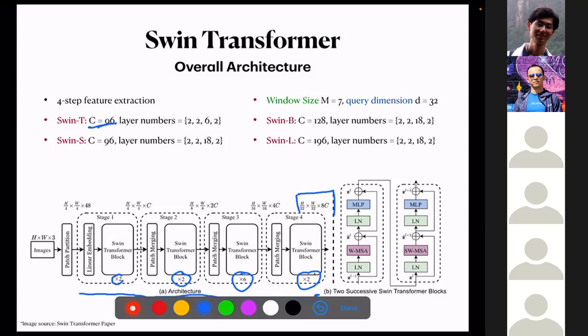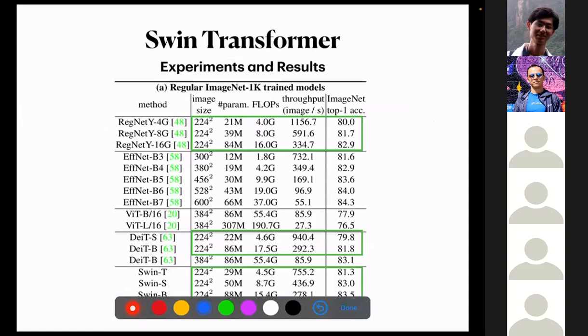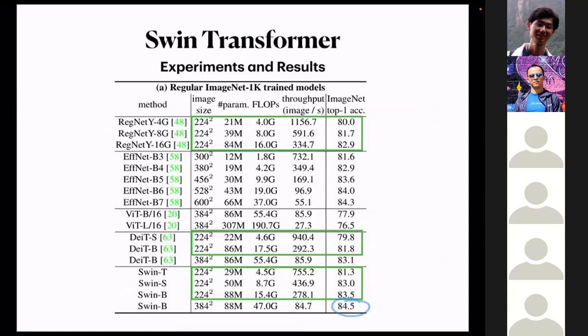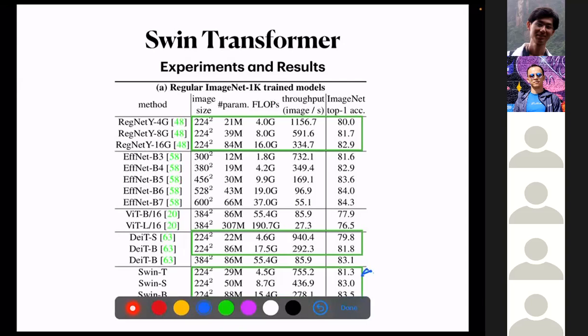Now comes the experiments and results. First, experiments are done in image classification. I just grouped some of the relevant statistics. For example, if we have the same image size, they basically show a good trade-off between speed and accuracy. They're slightly slower than DeiT small, but offer better performance.